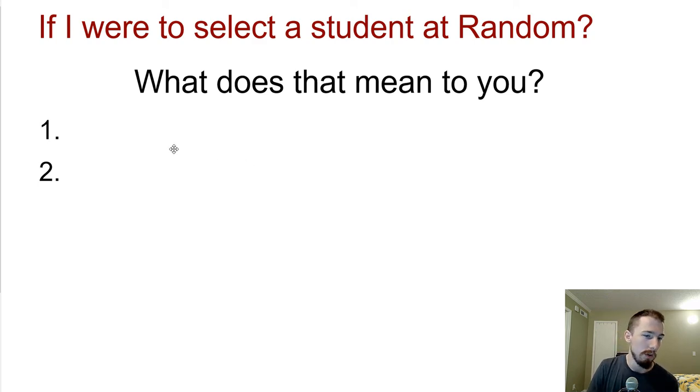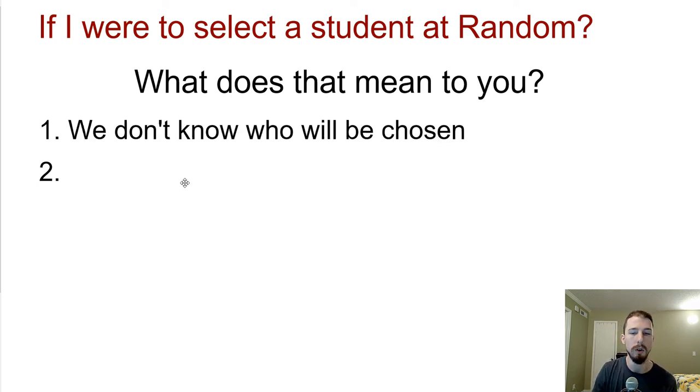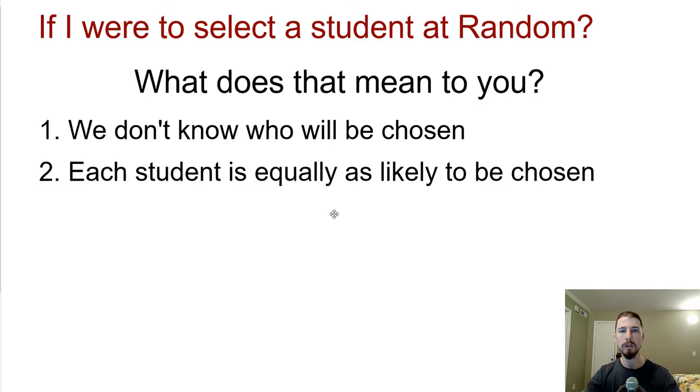All right, so the first thing is that we don't know who will be chosen. If it's truly random, then we don't know who's going to be chosen. We know the possible outcomes, which would be each student, but we don't know who will be chosen each time. The other thing is the assumption that each student is equally as likely to be chosen. So if I wrote your name on 2 popsicle sticks and everyone else's name on just 1 popsicle stick, now you have twice the probability as everyone else of being chosen. That wouldn't be necessarily fair, right?